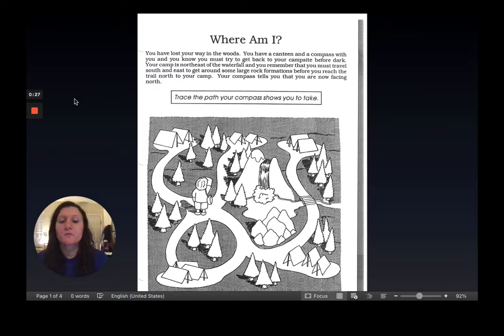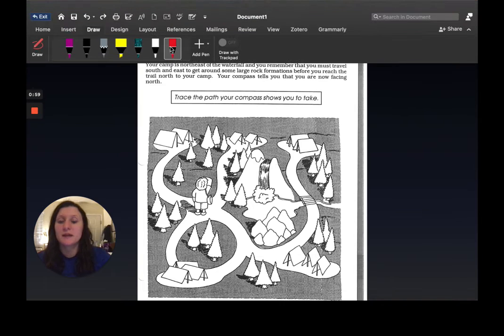You have lost your way in the woods. You have a canteen and a compass with you, and you know you must try to get back to your campsite before dark. Your camp is northeast of the waterfall, and you remember that you must travel south and east to get around some large rock formations before you reach the trail north to your camp. Your compass tells you that you are now facing north. So the directions say to trace the path your compass shows you to take.